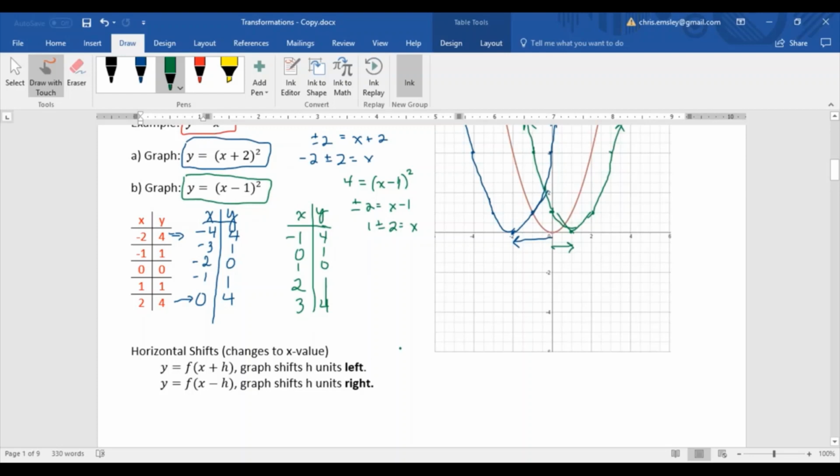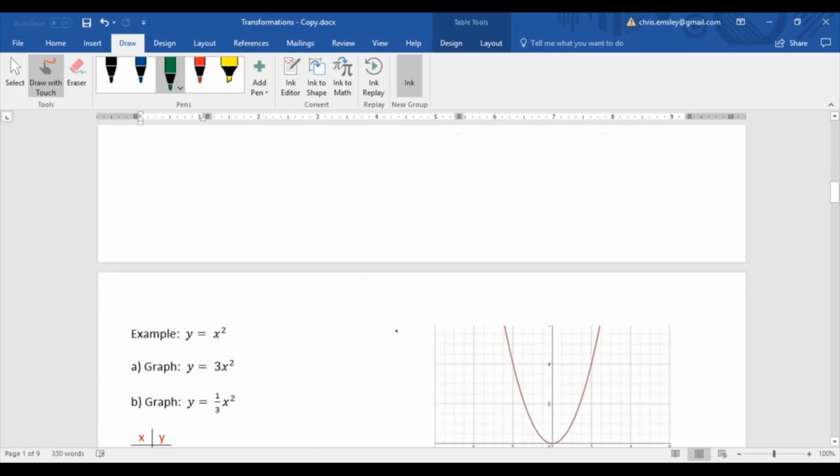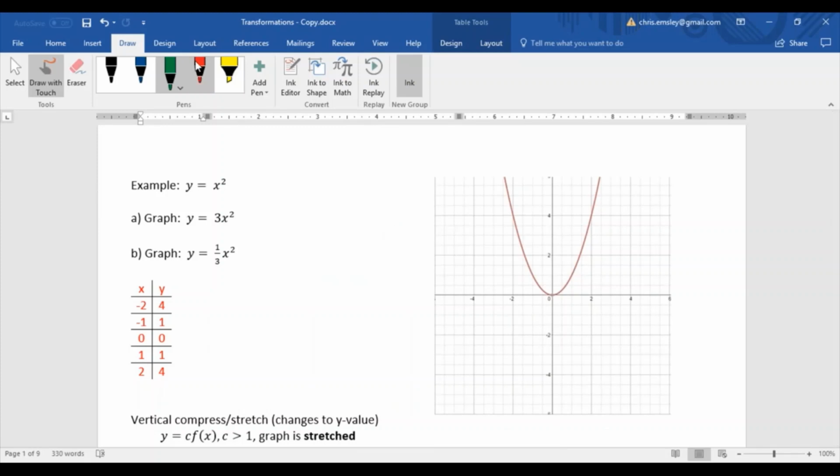Okay, so we had vertical shifts and horizontal shifts. Here's another set of functions we want to look at. Again, I'm going to start with that same parent function that I've been starting with each time. We have our graph and our t-table. So this time you can see we're not adding or subtracting anything with our function, but we have a multiplier there. We have 3 times x squared, or 3 times our original function. So let's take a look at what that's going to do for us.